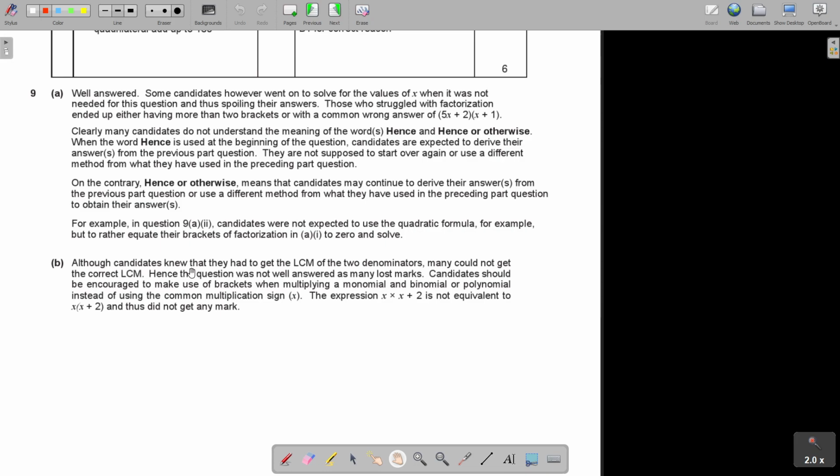So, this is now number B, that's that algebraic fraction. Although candidates knew that they had to get the lowest common multiple of the two denominators, many could not get the correct LCM. Hence, the question was not well answered, as many lost marks. Candidates should be encouraged to make use of brackets when multiplying a monomial and binomial or polynomial instead of using the common multiplication sign. The expression is not equivalent to this, because then only the x's will be multiplied. There the x will be multiplied as well as with the 2, and thus did not get any marks.